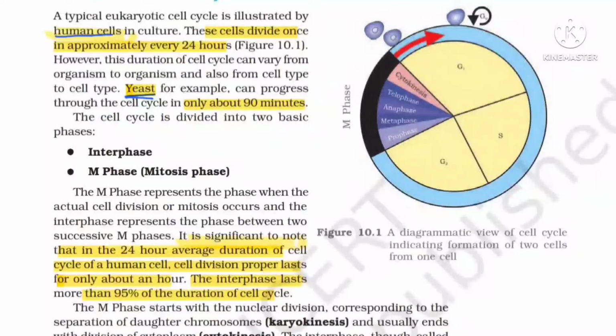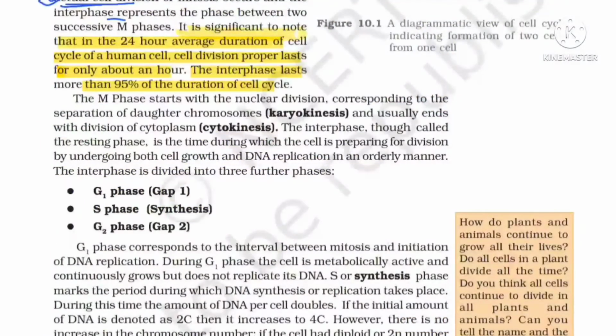Clear? So we are saying the cell cycle is divided into how many phases? Cell cycle is divided into 2 phases, interphase and M phase. M phase means the phase where the nucleus will be divided and the cytoplasm will be divided. Nuclear division we say karyokinesis, cytoplasm division we say cytokinesis. So M phase is the phase when the actual cell division occurs. The interphase is the one present between the two M phases. M phase is where the nuclear division occurs, you will say karyokinesis. And finally, the division of the cytoplasm, you will say cytokinesis.